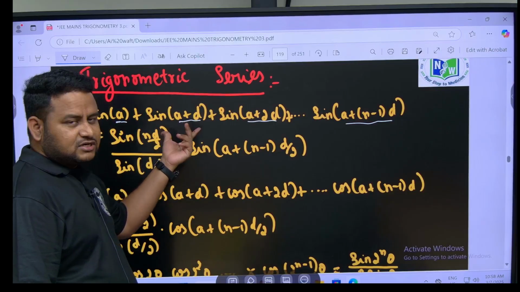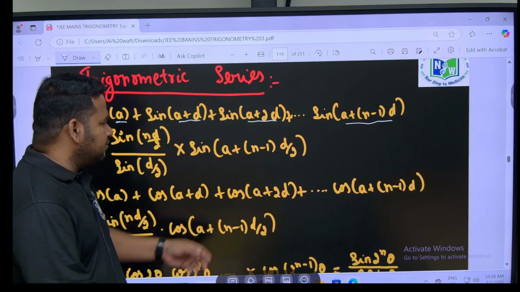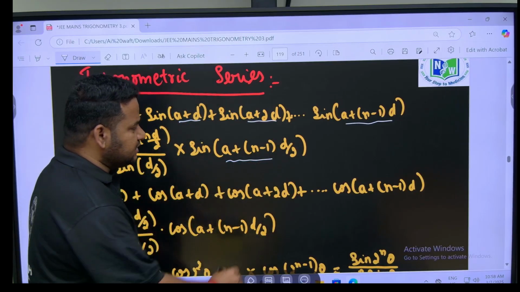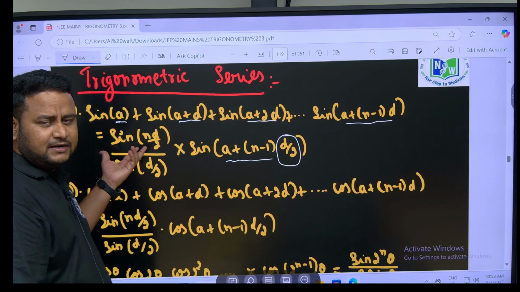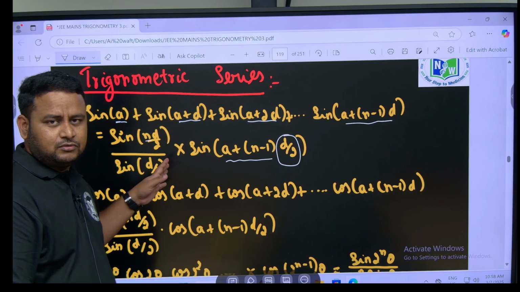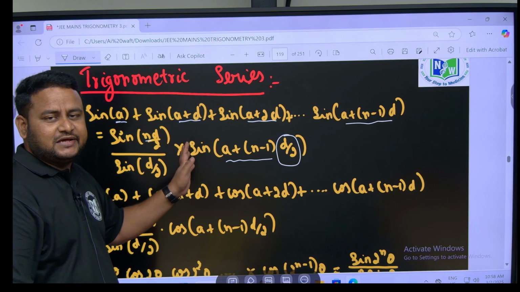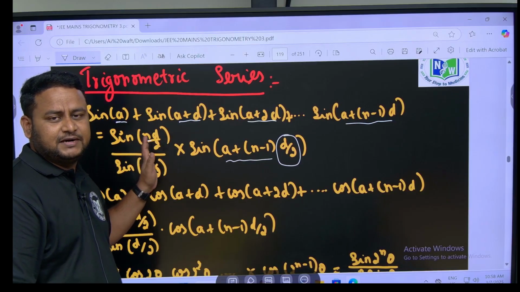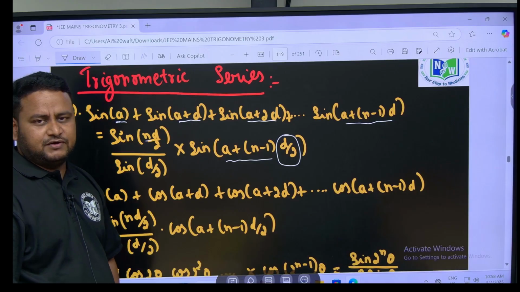And what is the common difference? The common difference is D. So the sum is equal to sin of A plus n minus 1 into D, but for D you are not writing just D, you have to write D by 2. Remember this: sin of nD by 2 divided by sin of D by 2, into sin of A plus n minus 1 into D by 2. Wherever D is there, you have to write D by 2.